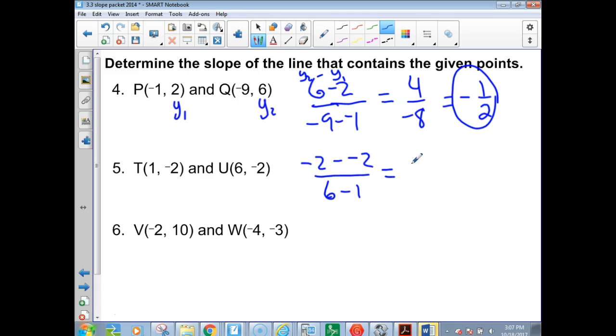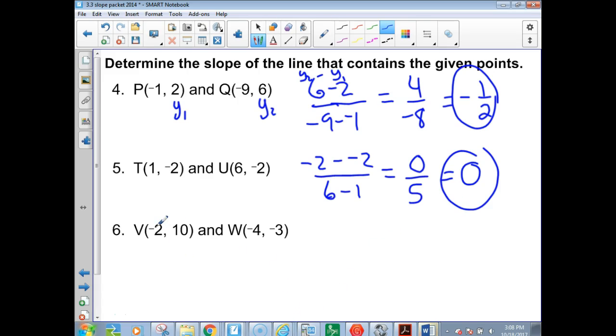For number 5, you should have 0 over 5. What do you get when you divide by 0? No, I'm not dividing by 0. I'm dividing 0 by something. 0 divided by 5 is simply 0. So that's an answer. Slope is 0.